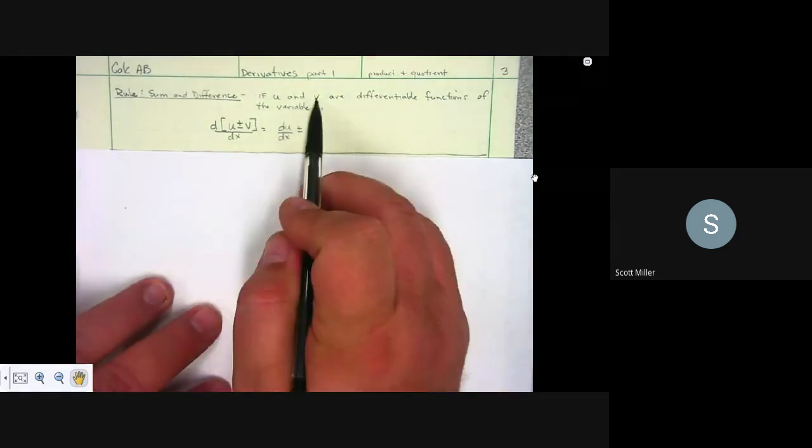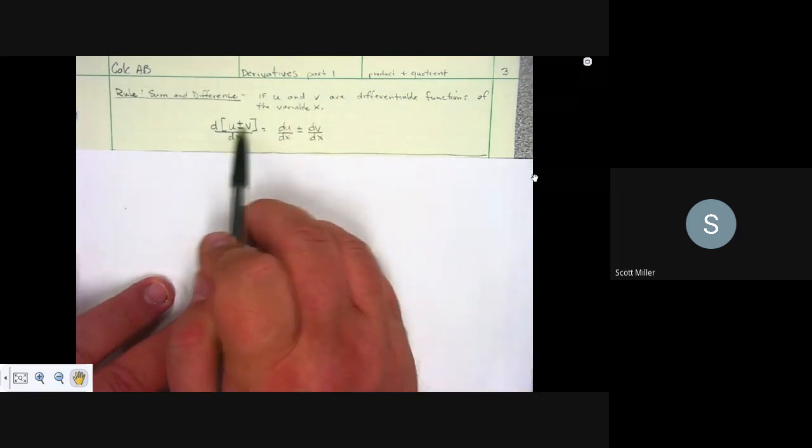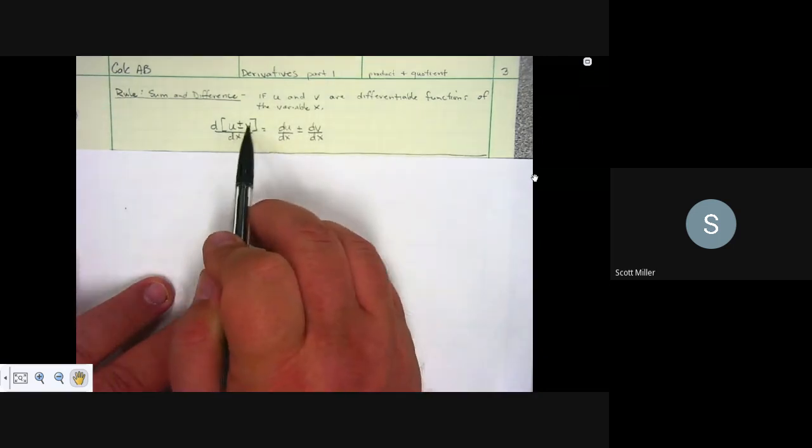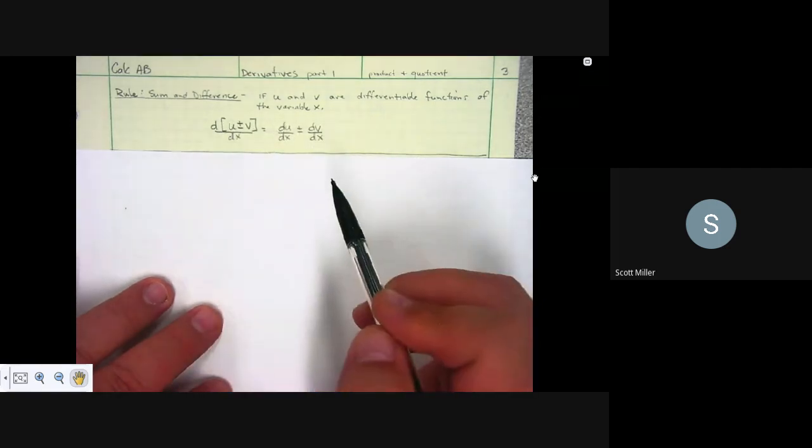This is the sum and difference rule. What this one is basically saying is here are 2 functions of x that are differentiable, and I'm adding the pieces together. So I'm adding these 2 things or subtracting the same thing. It's telling me that I can take the derivative of each individual piece.